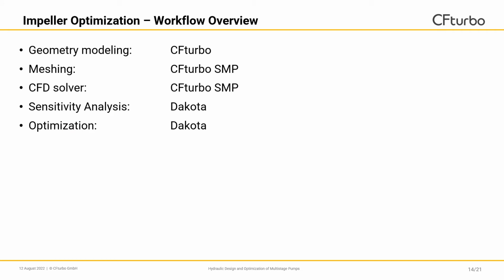So after successfully optimizing our bowl diffuser design, we wanted to further improve our impeller design, especially when it comes to the required NPSH. So for the geometry modeling, again, we have used our conceptual turbomachinery design software CF Turbo. For the meshing and CFD solver, we have used CF Turbo SMP, which makes use of the Simerics MP solver. And for the sensitivity analysis and optimization, we have used the open source optimization framework Dakota.